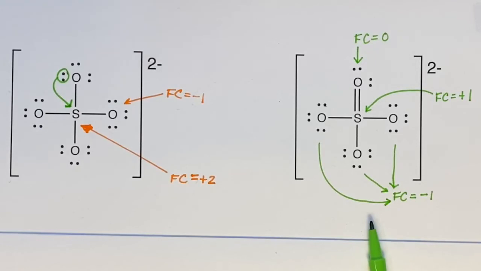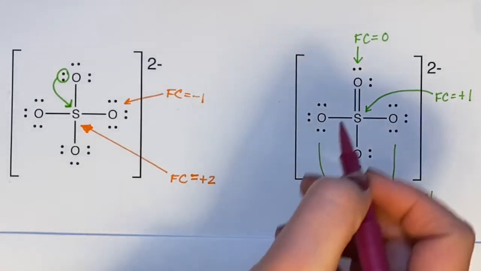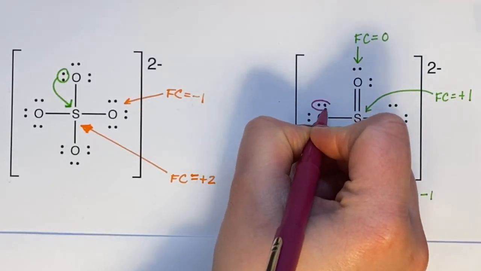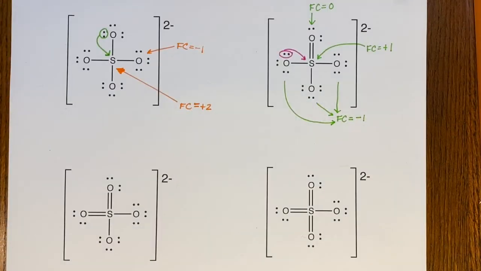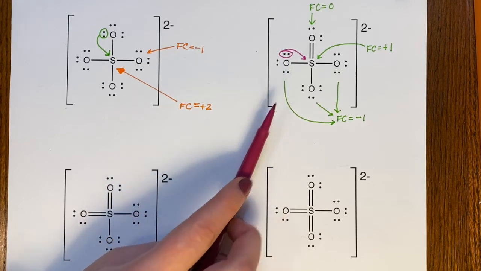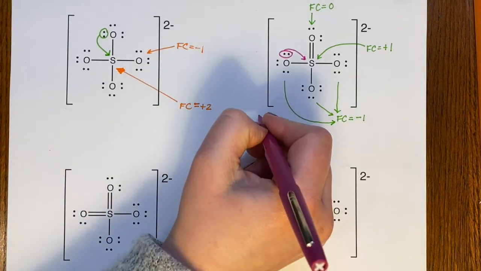So the question is, am I done? Is this the best resonance structure that I can draw for the sulfate ion, or can I keep going? And the best way for you to answer that question is to keep going. If one double bond made the structure better, what happens if we add another double bond? So to answer that, we're going to take this lone pair and share this lone pair with the sulfur, and that's going to give us this structure here.